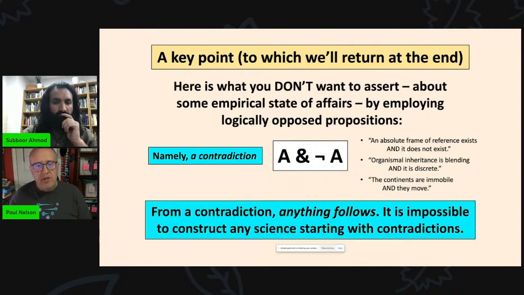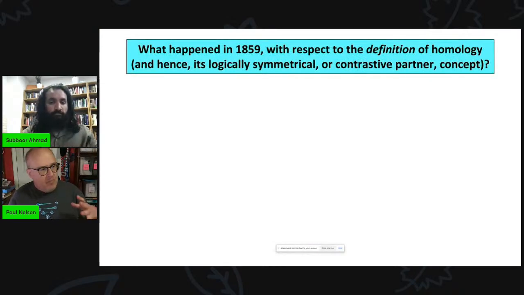The problem with asserting contradictions is anything will follow from a contradiction. And it is impossible to construct a science starting with contradictions. You do not want to rest your science on a foundation of contradictions. It's an essential logical point that I'm putting up here now so that you'll be conscious of it as we go through the material, and then we'll come back to it at the end. So that you can think of as the precipice over which we do not want to tumble.